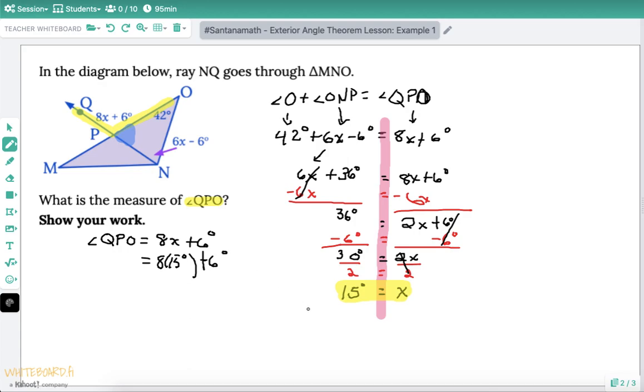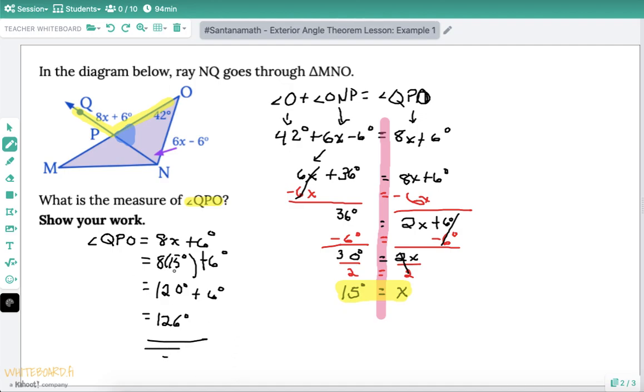Eight times 15 degrees is going to be 120, plus 6 degrees. So my overall answer is 126 degrees. That's the measure of angle QPO. So we have solved this. That is my answer right there.